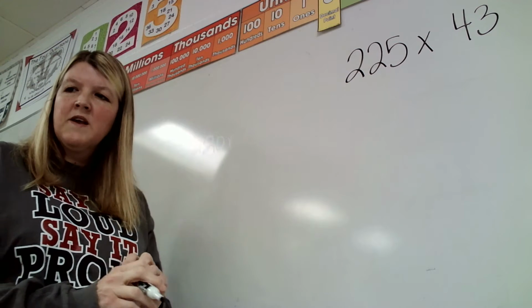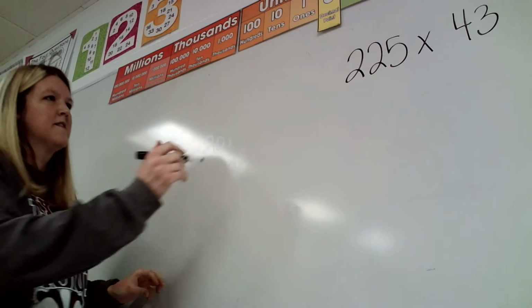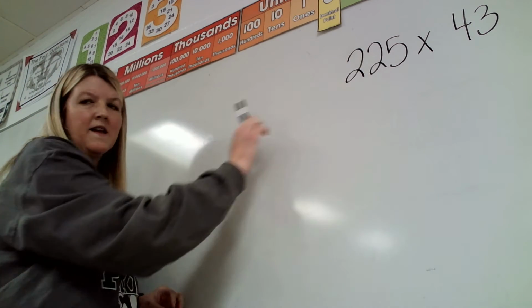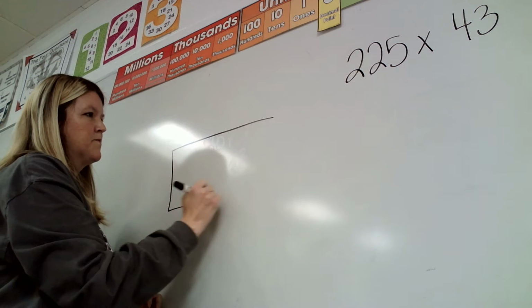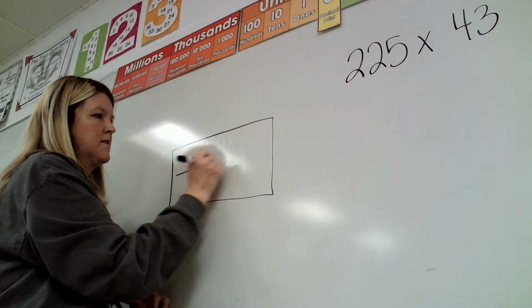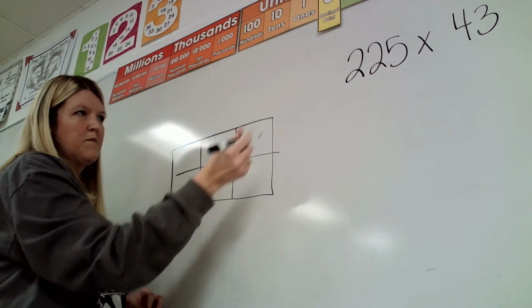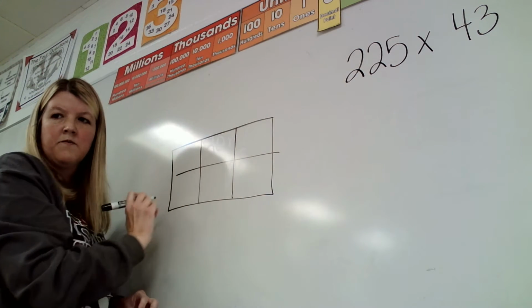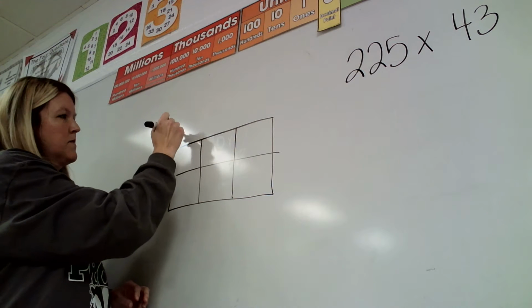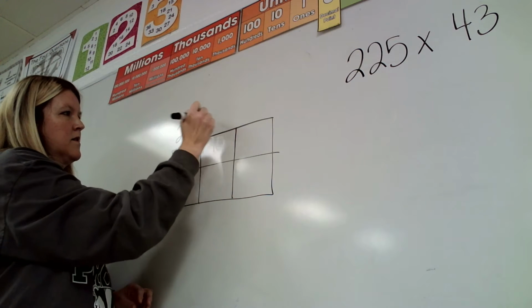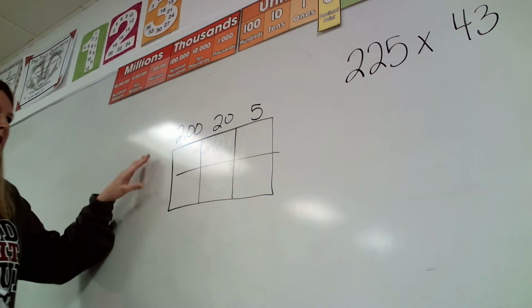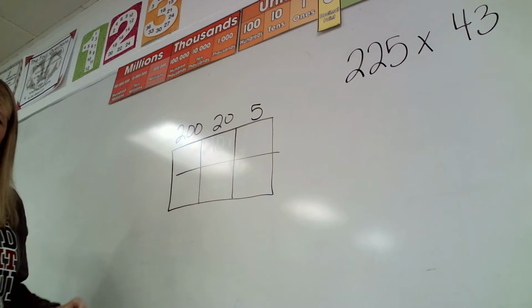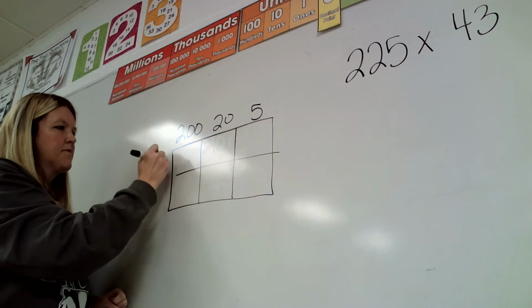All right, so I'm going to use the area model for this. And since I've got a 3-digit by 2-digit, I know that I'm going to need a total of 6 boxes so that I can break up the 3-digit number. So I'm going to have 200, 20, and then 5. And then right here, I'll break up the 43, and I've got 40 and 3.